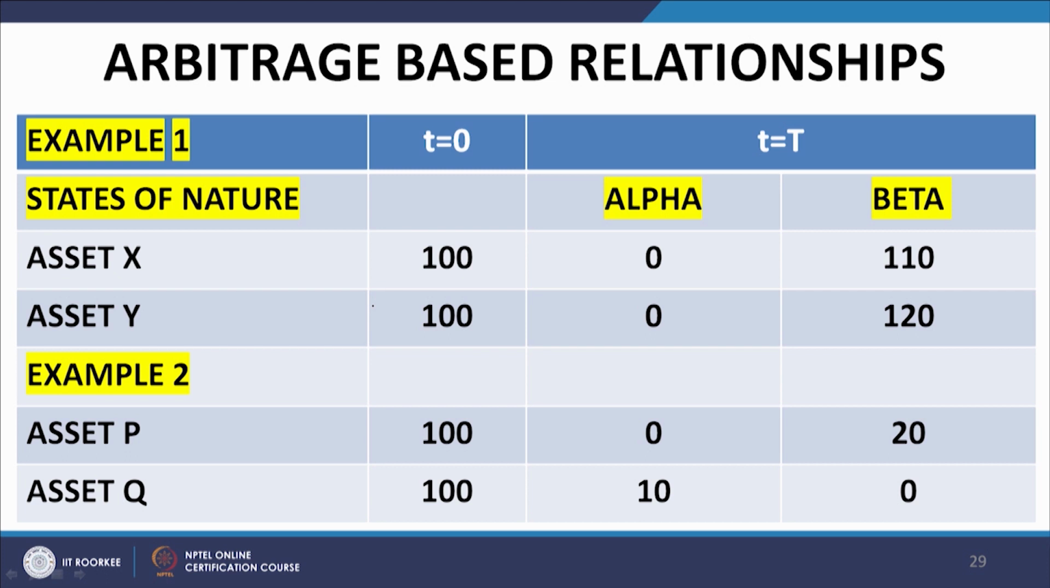But on a deeper understanding of the problem, we find that it is not so trivial. The relative probabilities of state alpha and beta are not given in the problem, and because of this, we cannot say that the payoff of asset P is superior to the payoff of asset Q. What happens, for example, if state alpha has a probability of, let us say, 75% and state beta has a probability of only 25%?